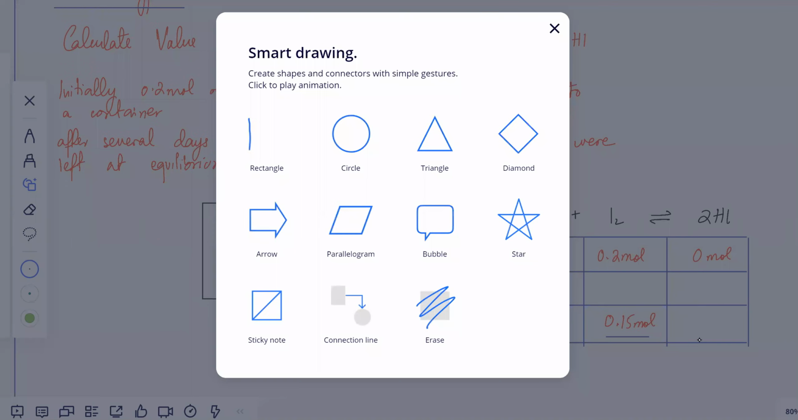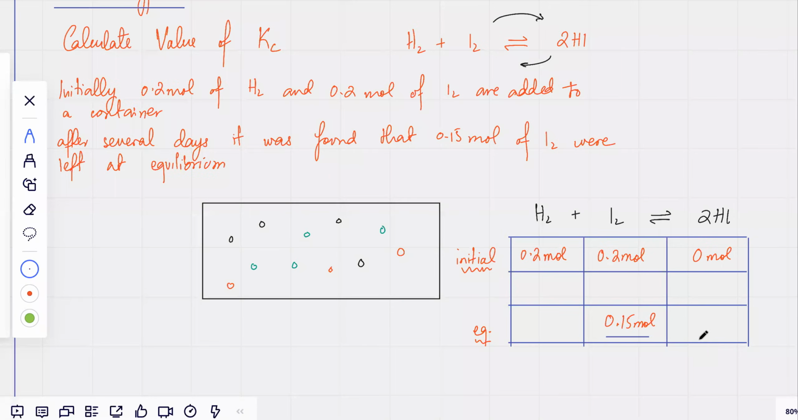So the way you're going to solve this is that you added 0.2 moles of I2 right at the beginning. After several days, you still have 0.15 moles. So how many moles are missing now? You started off with 0.2 moles, and after several days, when you open the container, you've got 0.15 moles. So that means 0.05 moles are missing, right? Where did those 0.05 moles go? That means they reacted.